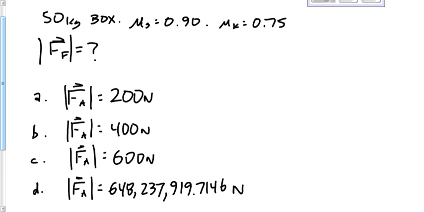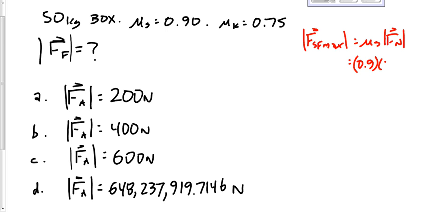Well, we have to ask ourselves, does it move first? Does this move? We don't know. So we have to find the maximum force of static friction off to the right. Let's do that. F_s max is equal to mu s times the normal force. This is not the force of static friction. This is the maximum possible force of static friction.